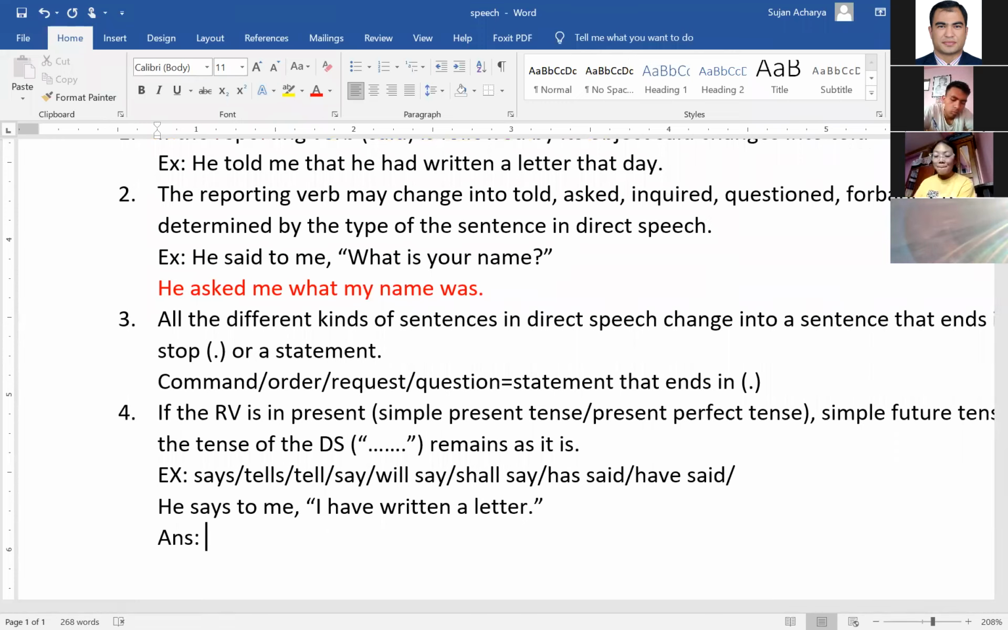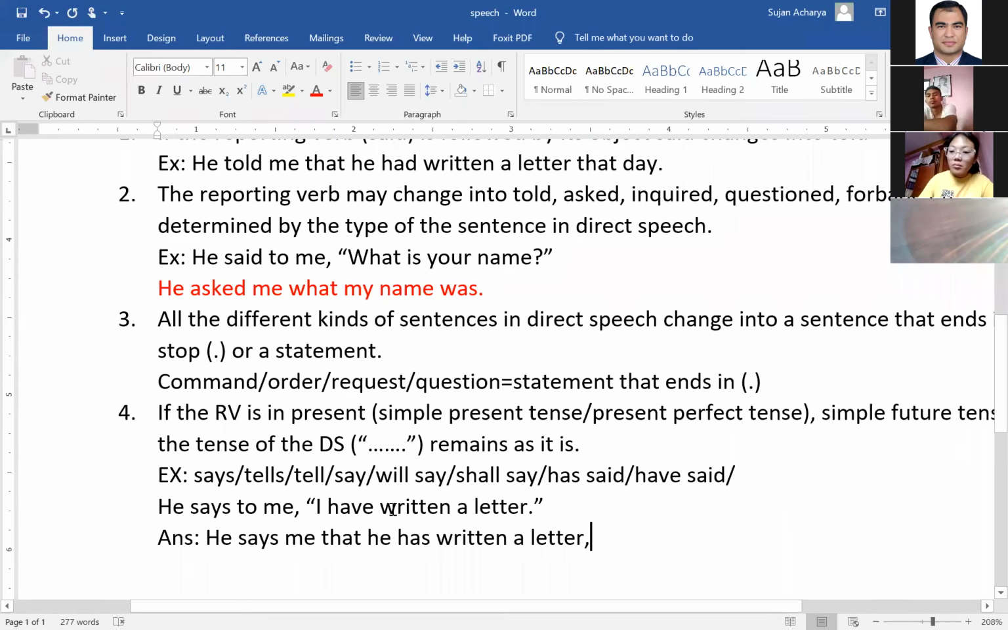He says to me, I have written a letter. He tells me that he has written a letter. Have written, present perfect. Has written, present perfect.